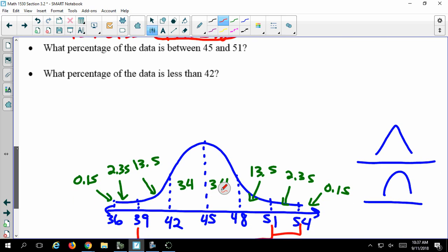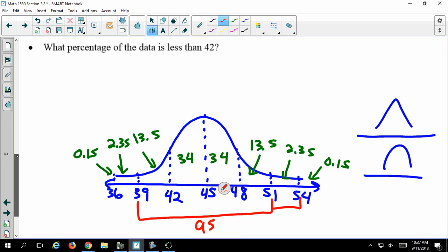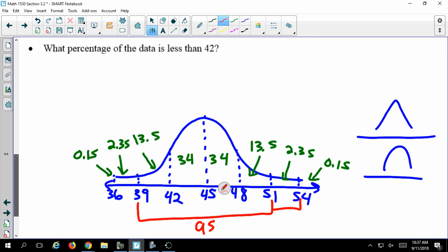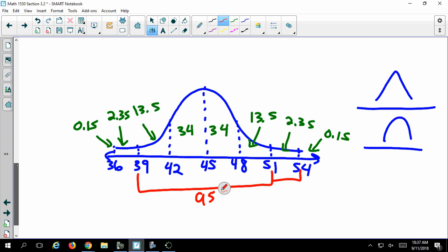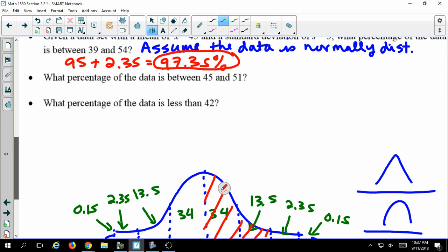Okay, what about between 45 and 51? So that's these two, right? It's those two together. So that would be 34% plus 13.5%. So 34 plus 13.5, 47.5%.